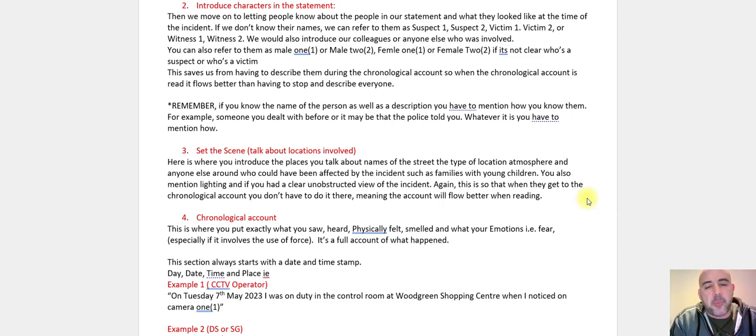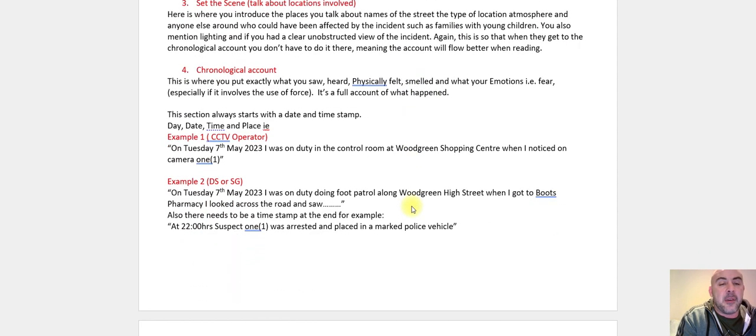So this is where you put exactly what you saw, heard, physically felt, smelled, and what your emotions were, i.e. fear, especially if it involves the use of force. Mentioning that you were fearing for your safety, or you were in fear for someone else's safety is important. So yeah, the chronological account is a full account of what actually happened. Okay. In this section, by the way, you always have to start here. So I've got down here an example.